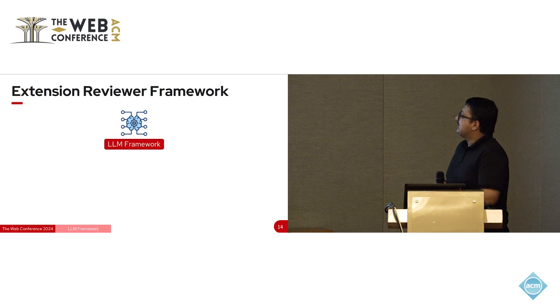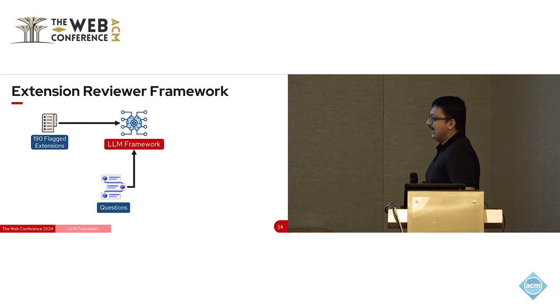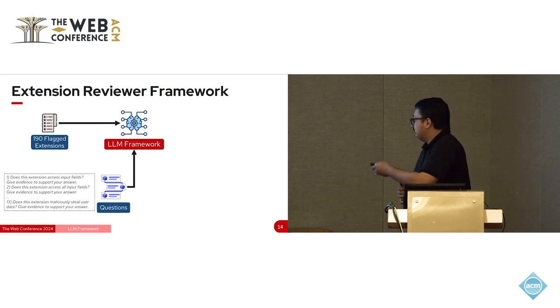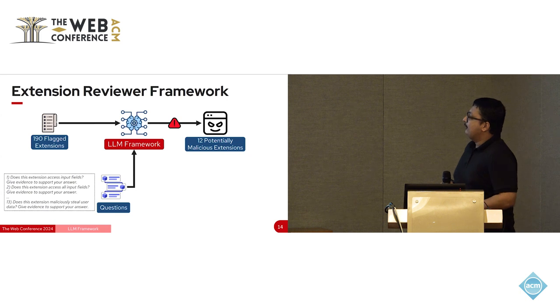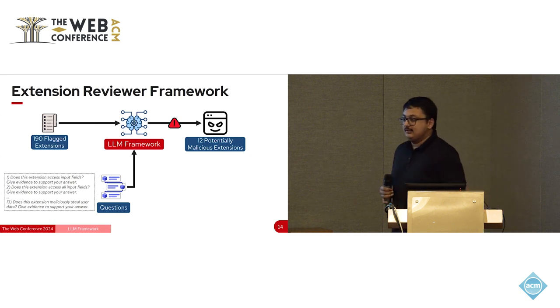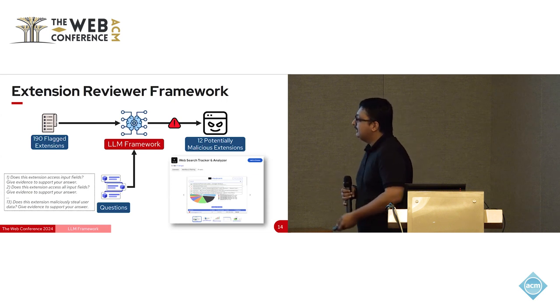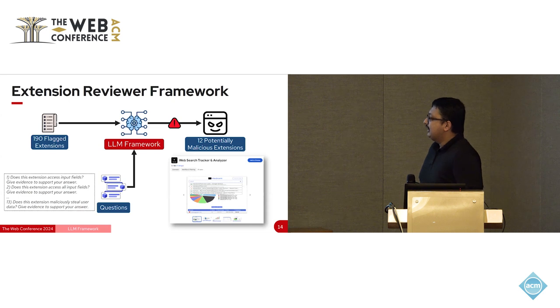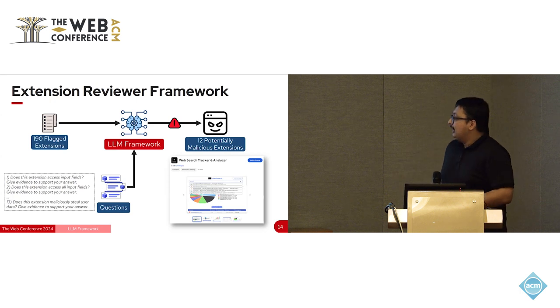So now that we have our Extension Reviewer framework working, we gave it the 190 flagged extensions as well as some questions that we had created. These questions were designed with chain-of-thought prompting, wherein we would ask the LLM to give us evidence to support its answers. Through this pipeline, we found 12 potentially malicious extensions. An example would be an extension called Web Search Tracker and Analyzer. This extension advertises itself as tracking your search history and so on, but in reality, it also accesses all your passwords and other sensitive data and sends it to an external server.